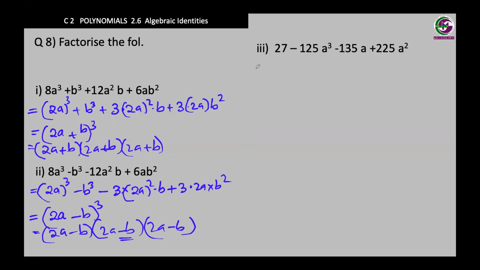Again, 27 can be written as, all this will be easy for you once you memorize the squares from 1 to 20 and cubes from 1 to 10. Please do that. So 3 power 3 minus (5a) power 3 minus 3 times the square of the first term times the second term plus 3 times the first term times the square of the second term. Let's see, is it matching or not?